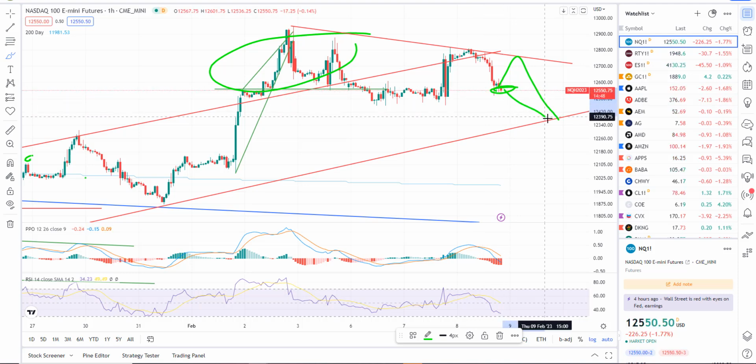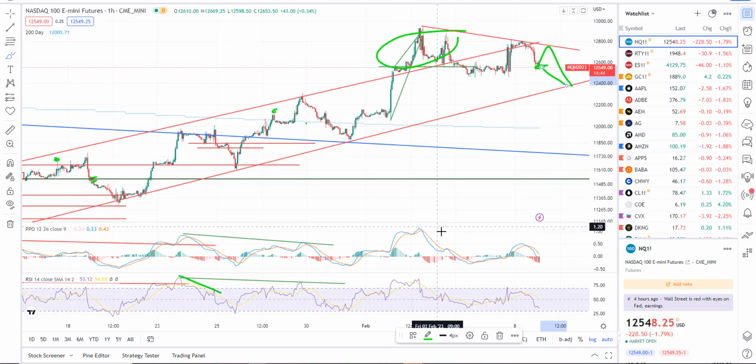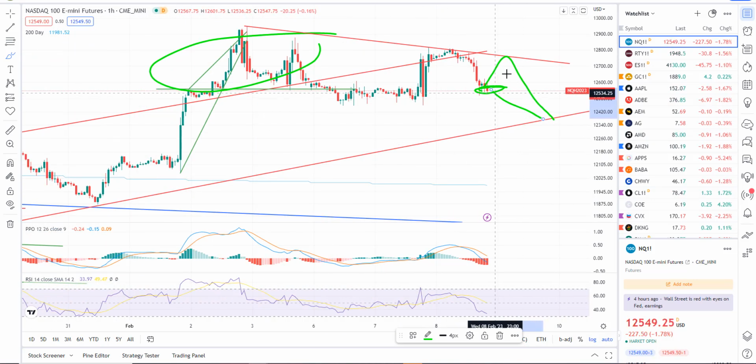I suspect we head down to the bottom of the channel here, but nothing says we can't pop up and then head down. So for me, it's no trade right now. Okay, and in general, the SPY, the S&P 500, and the small caps really just look the exact same, so I'm going to just pass through those.